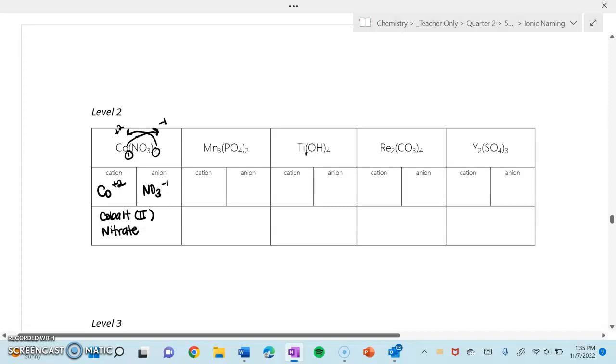Continuing our crisscross, reverse, cation charge, anion charge. Do not touch the little 4 inside the parentheses. That is not part of the crisscross. It's part of the polyatomic ion.